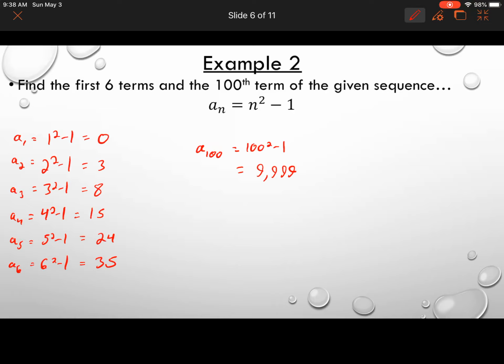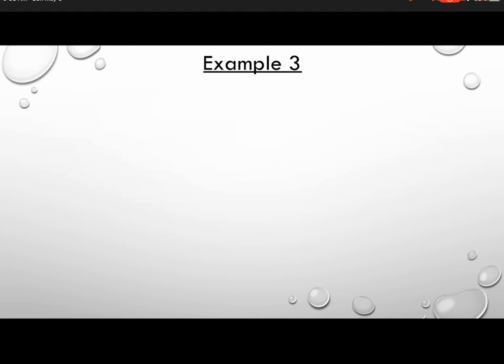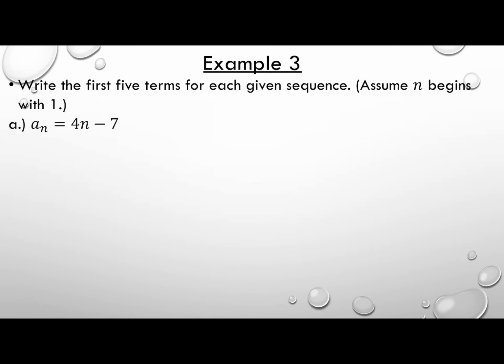Once again, whatever that subscript is, that's the number that you're plugging in, and it also represents your term. So first term, second term, third term, fourth term. Because remember, a sequence is a list of numbers. So first term, second term, third term, fourth term, fifth term, sixth term, 100th term, if we were to list out all 100 terms. Example 3. Write the first 5 terms for each of the given sequences. Assume n begins with 1.